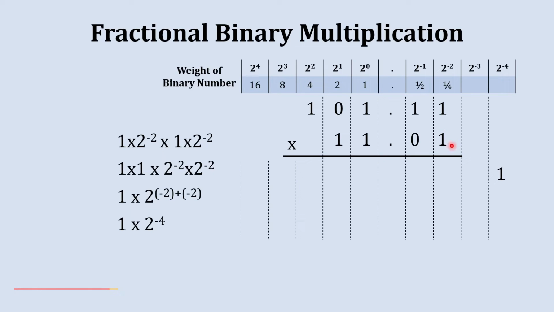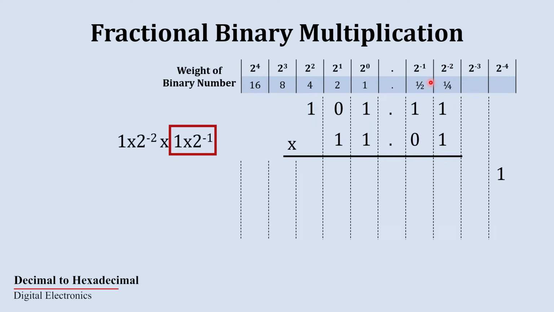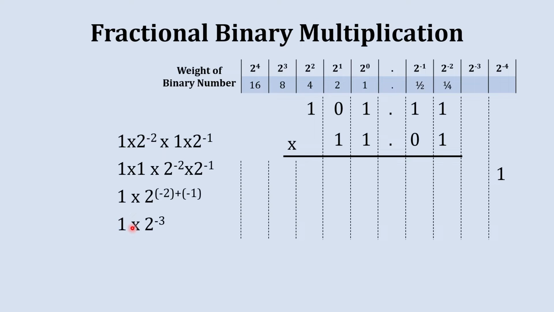So now we'll jump to the next digit. When we multiply this 1 which has a weight of 2 raised to minus 2 with this 1 which has a weight of 2 raised to minus 1, their multiplication is 1 and the multiplication of their weight is 2 raised to minus 3. So 1 into 1 is equal to 1 and the place value is 2 raised to minus 3. So we'll write this 1 over here.